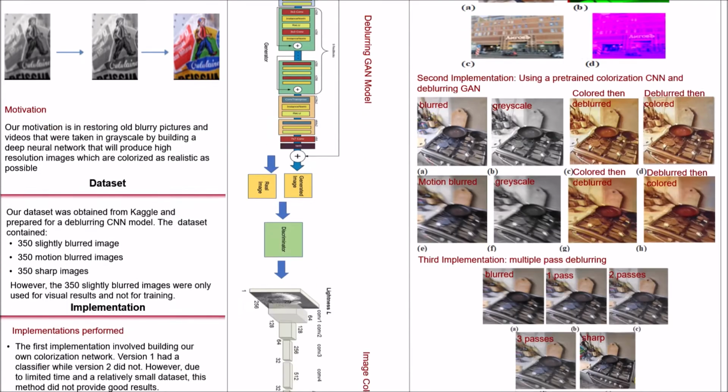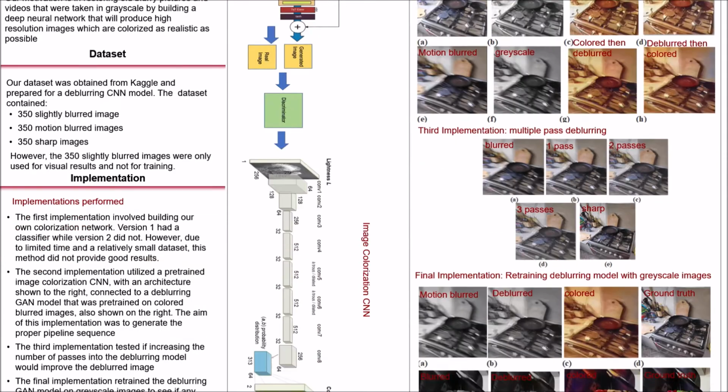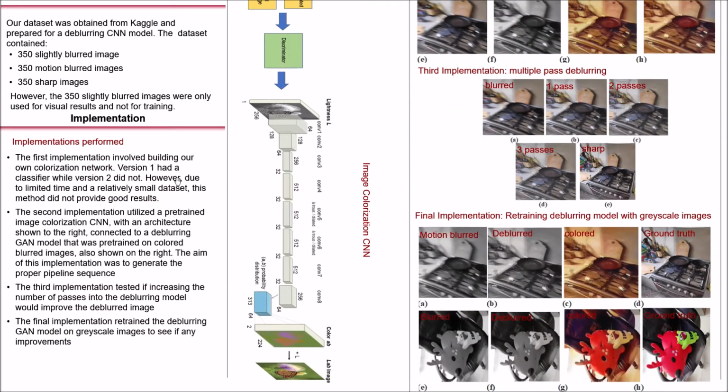And so our dataset includes 1,050 images taken from Kaggle, separated into sets of slightly blurred, motion blurred, and sharp images that we post-process to grayscale. And we first experimented with two different colorization models, which were both convolutional neural networks, and one of them even used a pre-trained object classifier to help improve the colorization.